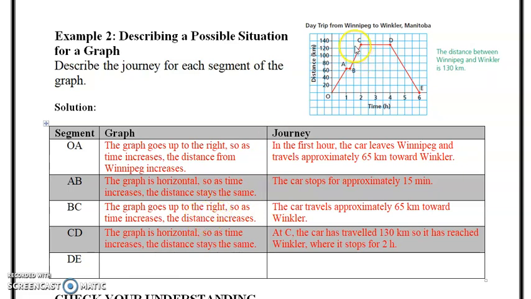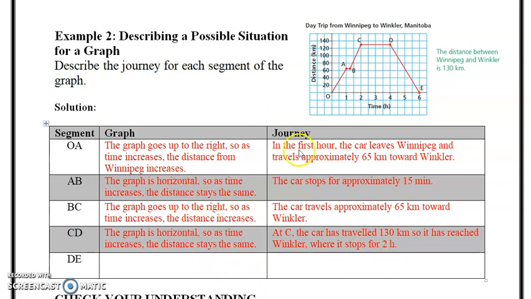The next part we have obviously from C to D. You'll notice that the distance hasn't changed. You're at 130 kilometers, and it stays at 130 kilometers from between 2 and 4, so 2 hours. So at this point, I would assume we are now in Winkler, because now we notice that it goes back down from the next segment. So the graph is horizontal. So again, as time increases, the distance stays the same. So the car has traveled 130 kilometers. So it has reached Winkler, where it stops for 2 hours. So they spend approximately 2 hours in Winkler.